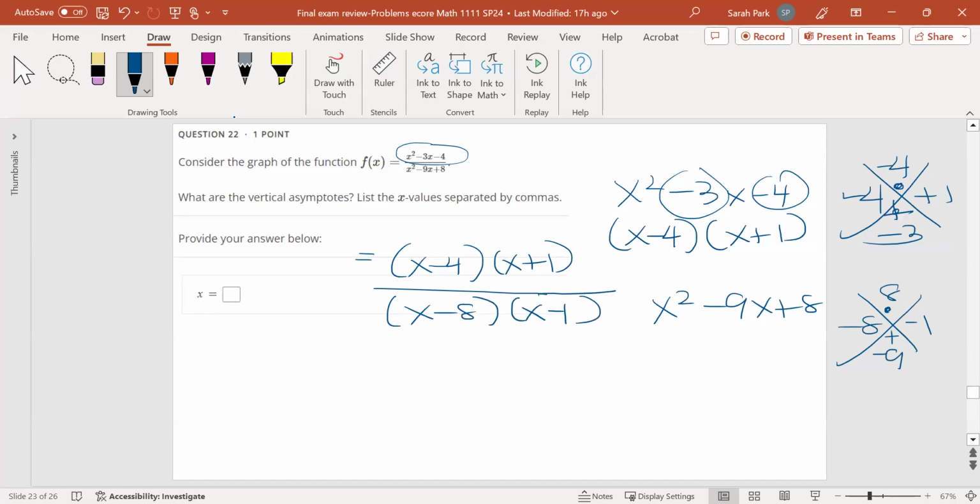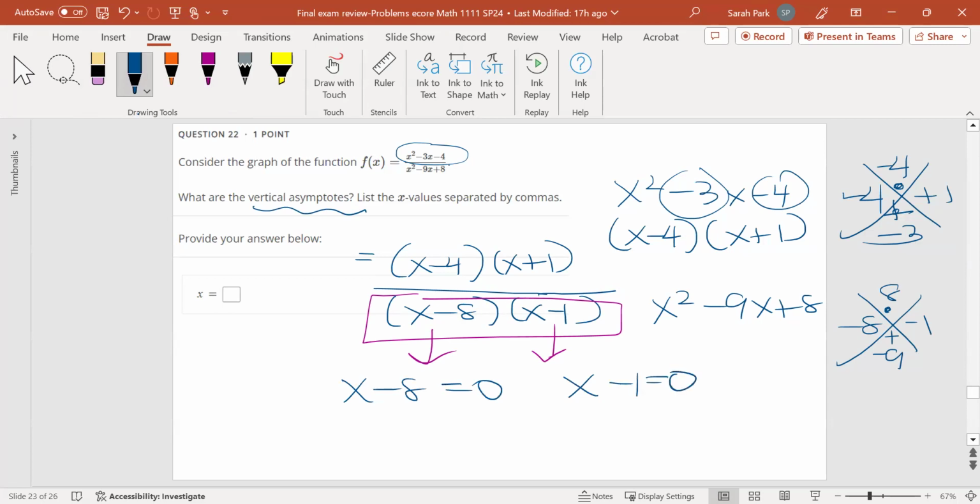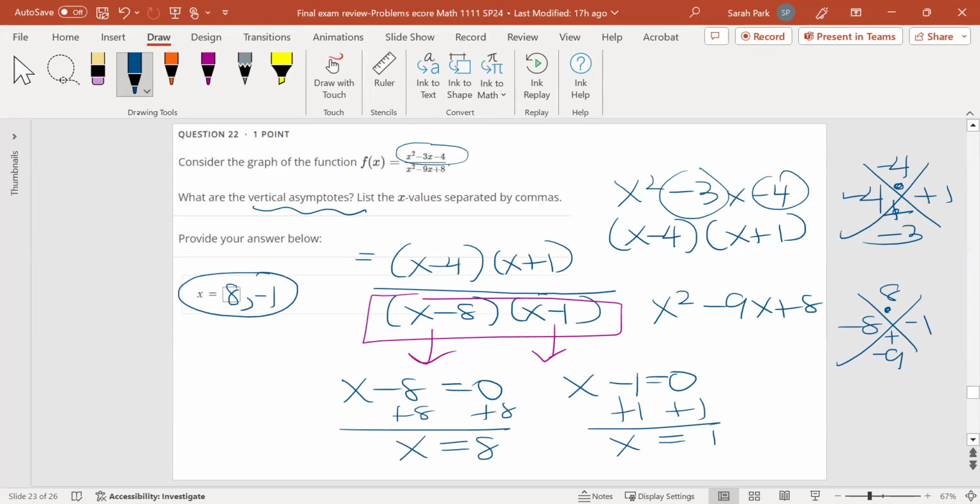And so then to find vertical asymptotes, you set your denominator equal to 0. Since we have two factors, we'll set both of them equal to 0. If we have x minus 8 equal to 0, x minus 1 equal to 0 here, we would add 8 to both sides, get x equals 8. And then we would add 1 to both sides here, x is equal to 1. So our vertical asymptotes occur at 8 and -1. I'm sorry, +1. I'm not sure where I got that negative from. 8 and +1.